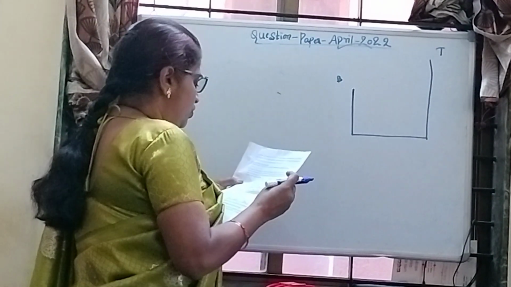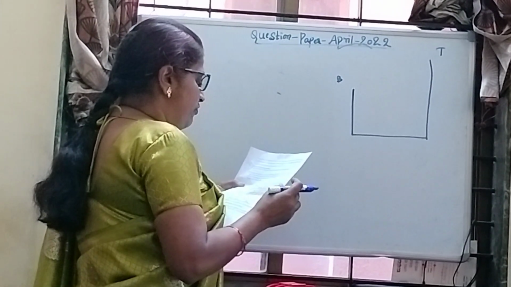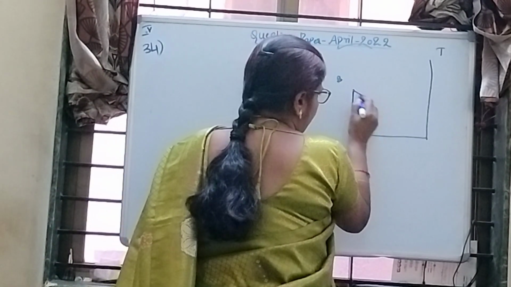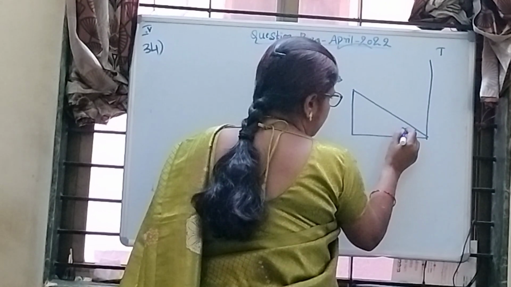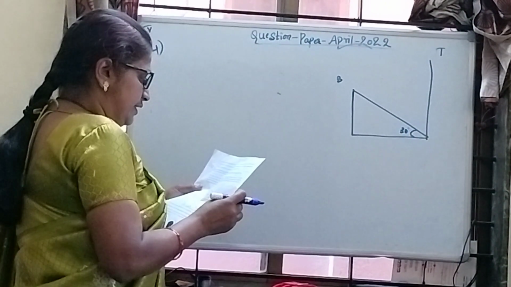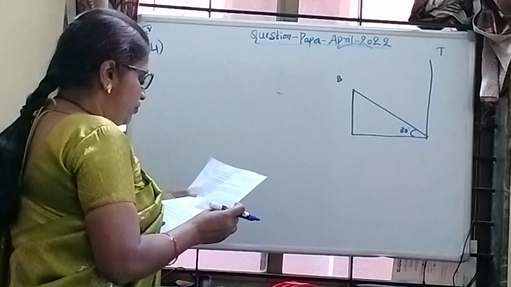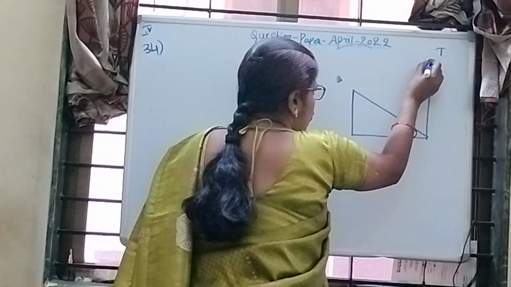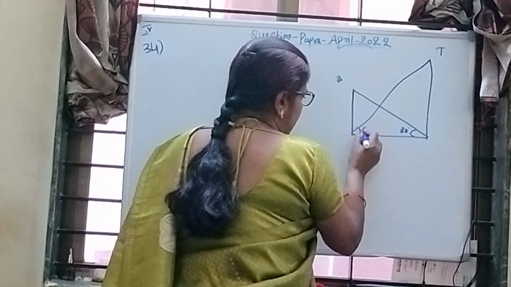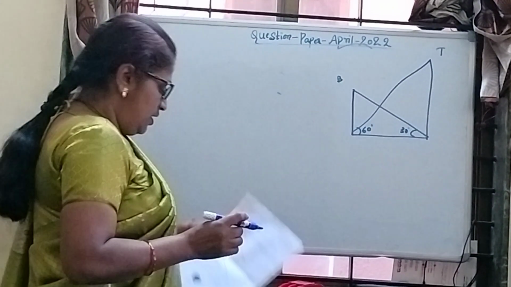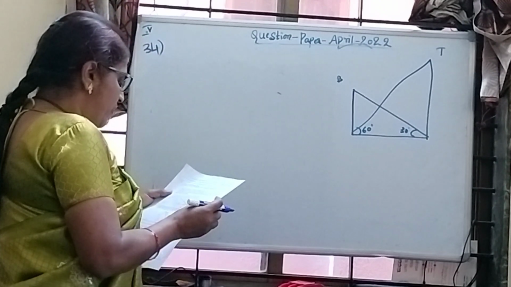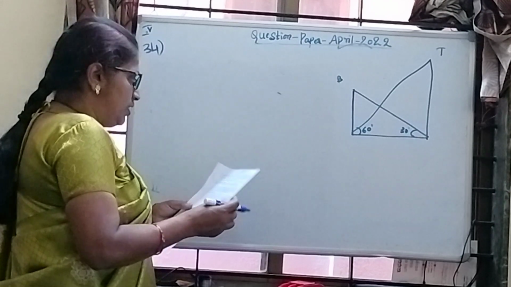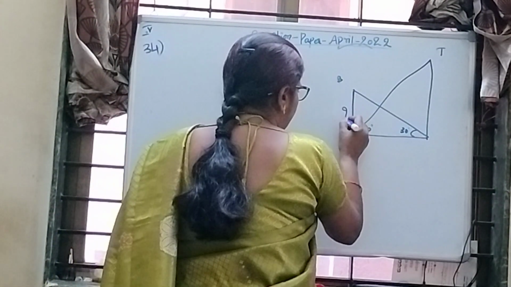The angle of elevation of the top of a building from the foot of the tower is 30 degrees. Next, the angle of elevation of the top of the tower from the foot of the building is 60 degrees. They have also given that both the tower and building are on the same level ground. If the height of the tower is 50 meters, then find the height of the building. We need to find this.